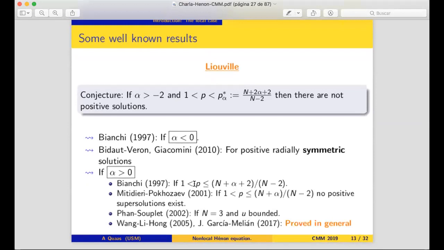I will go faster here and not mention all the works. There was first the result by Bianchi using moving planes, where the exponent had just alpha there, and a previous result by Mididieri with the super solution approach. Then Pang and Suple, in dimension one with bounded solutions, proved this conjecture. And at the end, Garcia Melian proved it in general.